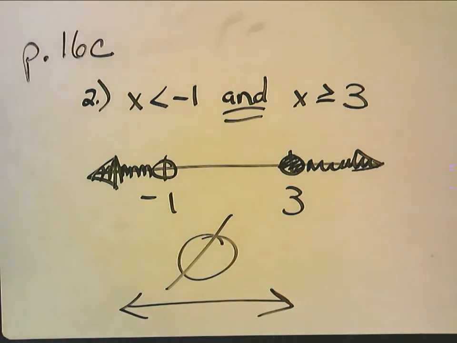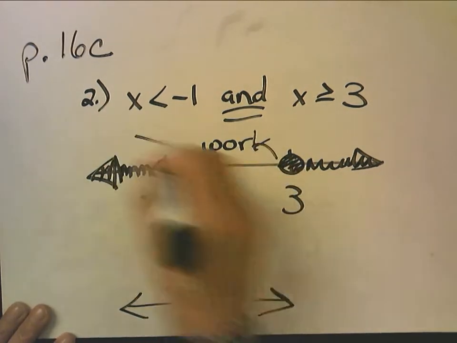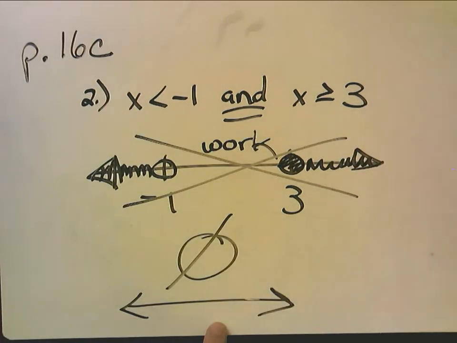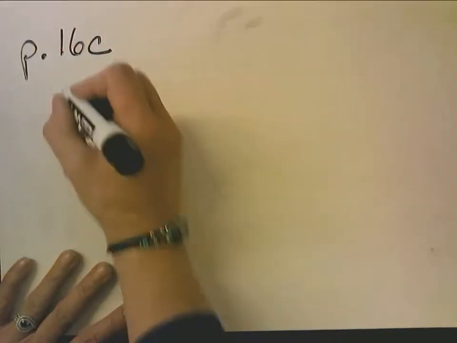Because this is just your work, but you would cross that out and say no solution, and there should be nothing on the final number line. Remember, in and inequalities, it's not unusual to get no solution.